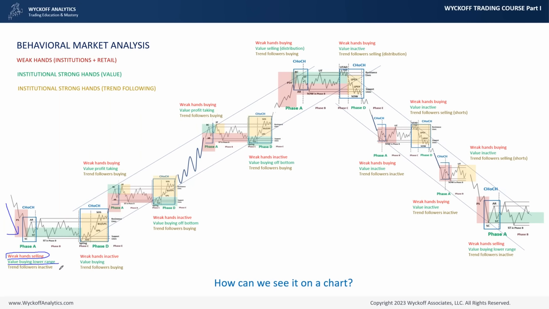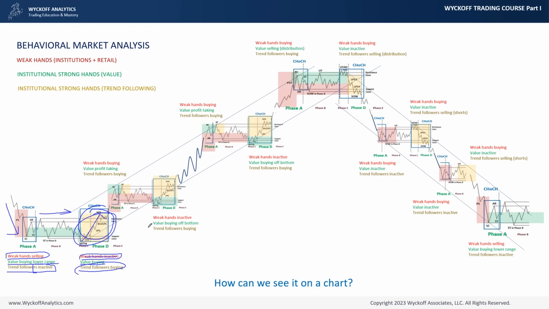Trend followers are inactive. Why? Well, because there is no trend to the upside that they're seeing at that point. It's only in the emergence of the uptrend area where weak hands completely become inactive. They will capitulate throughout the trading range. They will be exhausted. And while value investors are still buyers, trend followers are starting to buy because they are starting to see the change of behavior in the price action, or by some other analysis they're defining that this is the time to come in.